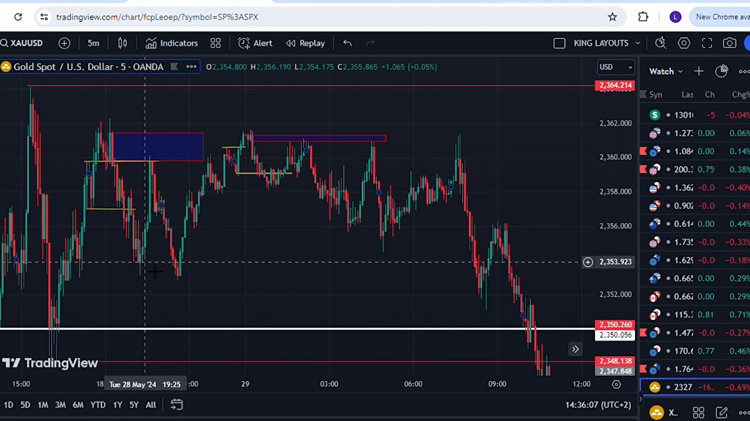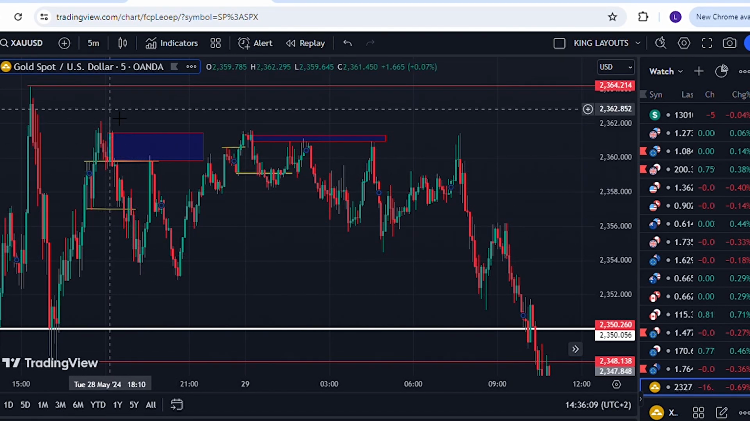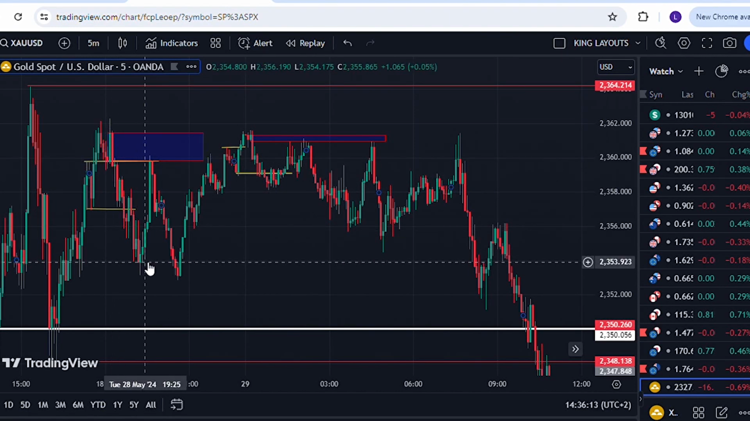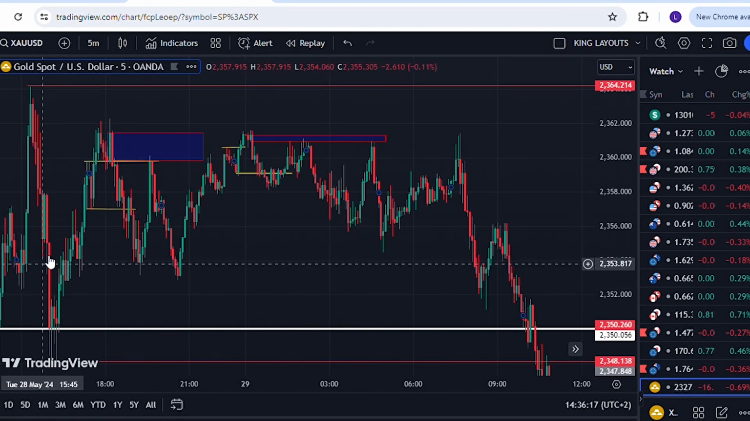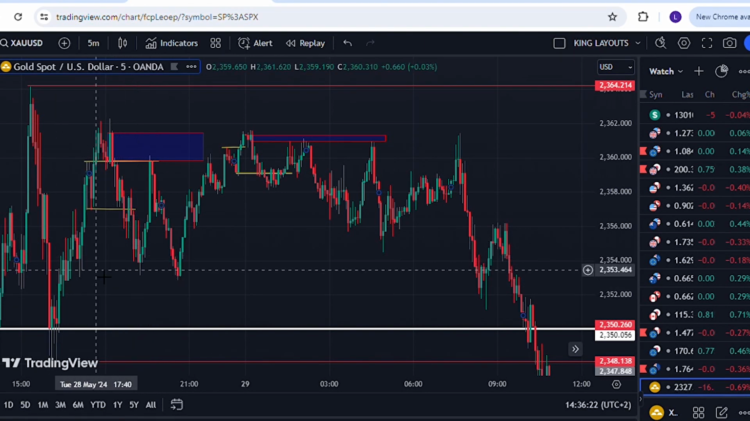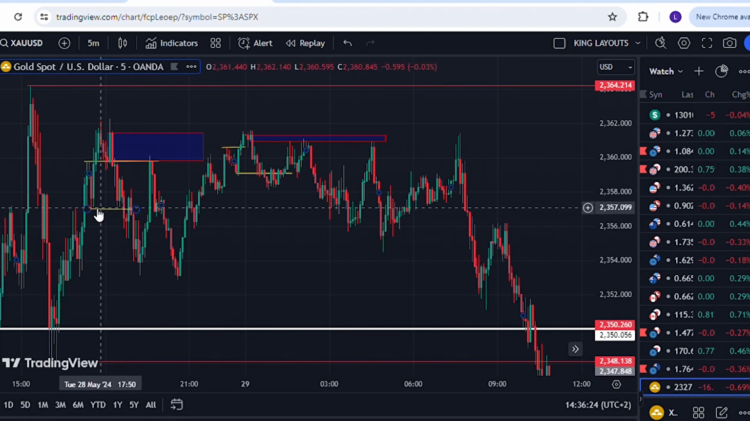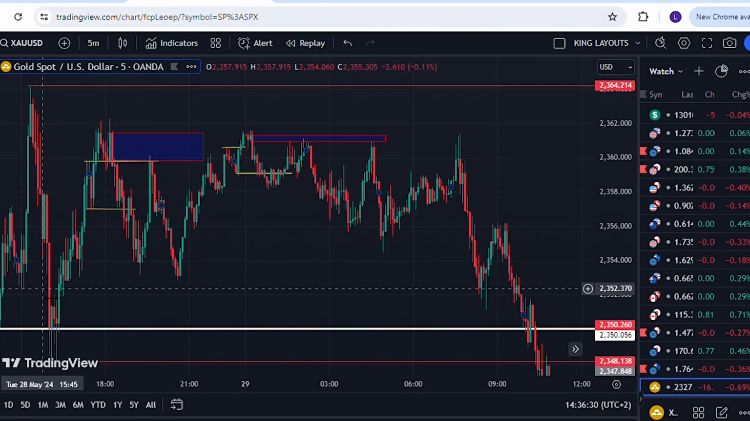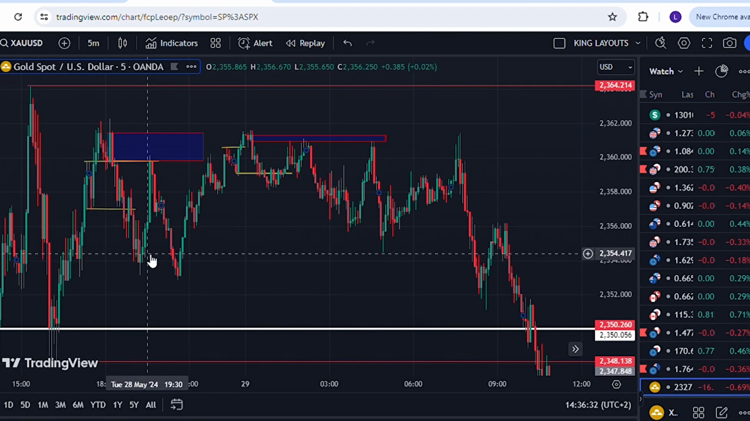So the movement that signaled a change of structure ended here, which means that there is some resistance here, there is some support here, there is some support here. So it means that it managed to break this one but couldn't break this one, which means that this support here is a little bit strong.